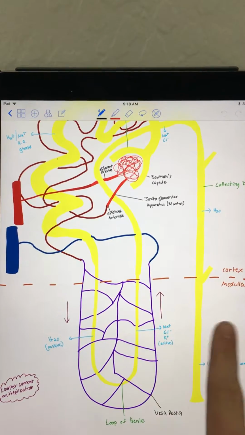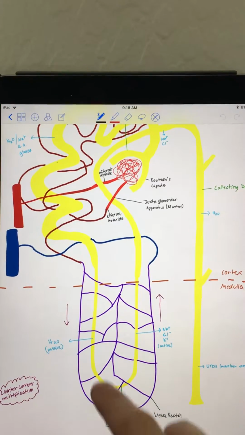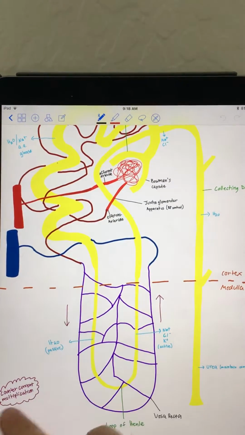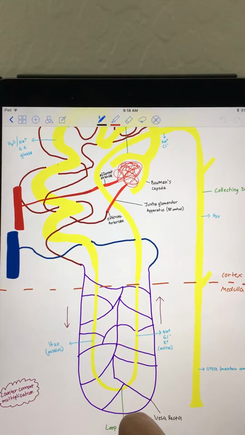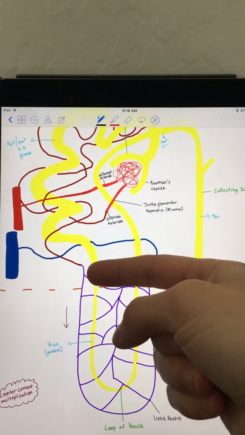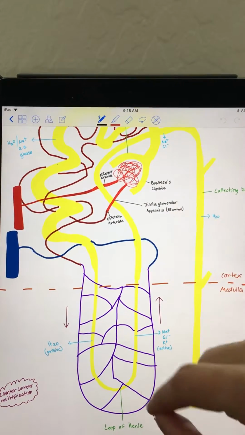So one side is pumping out a bunch of salt to make it salty in the medulla, so the filtrate comes through and it passively pushes out all that water, so we're not losing that in our urine as well. So the filtrate will go down through and back up, and right here in the loop of Henle is where we have the vasa recta.